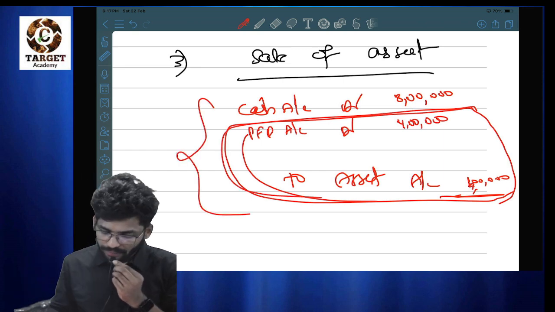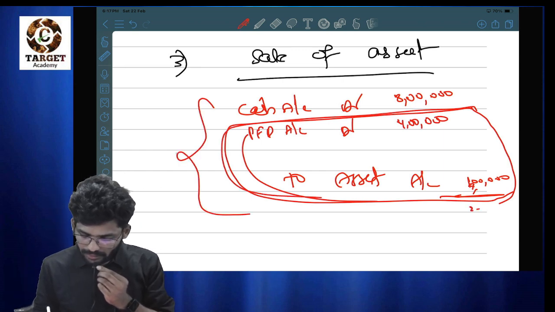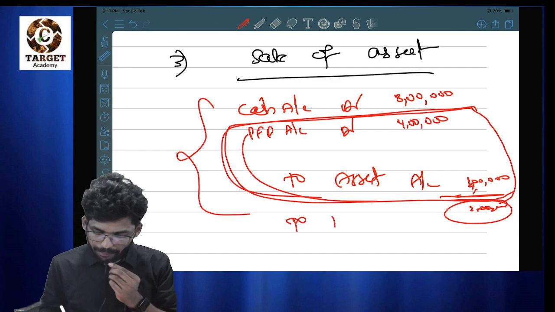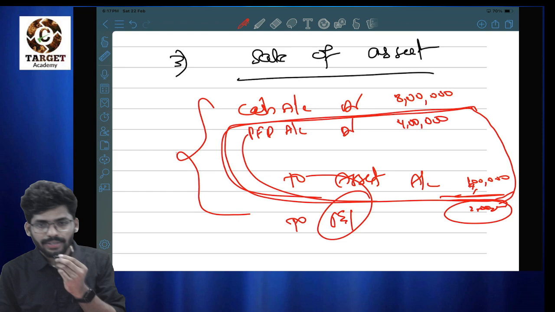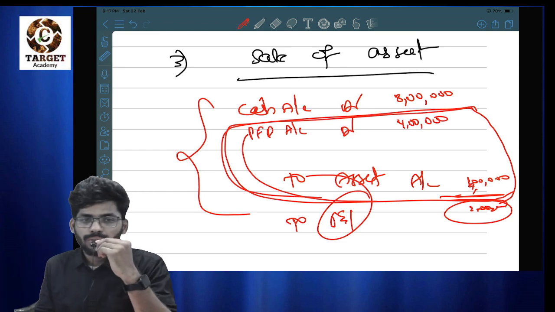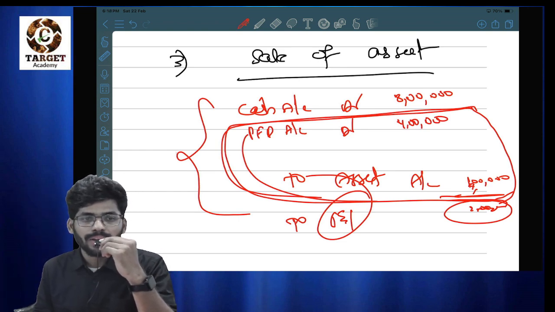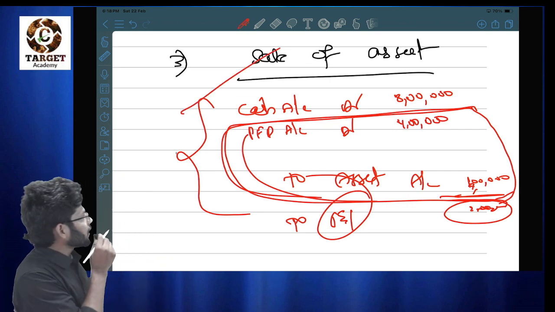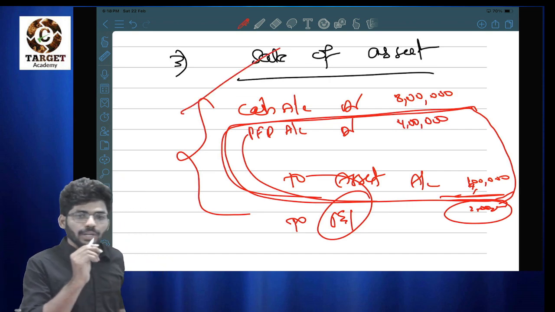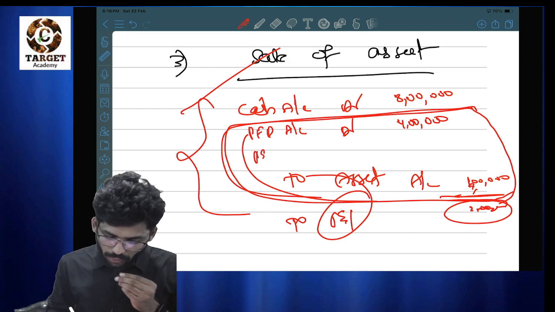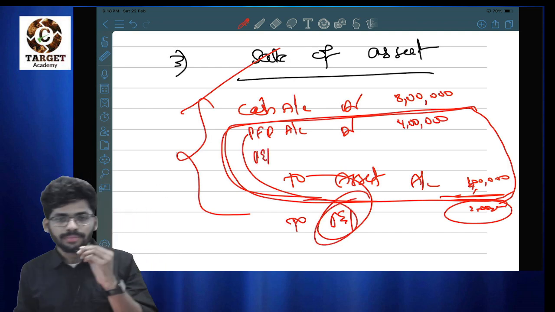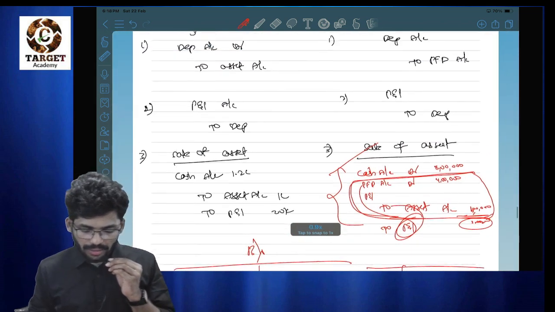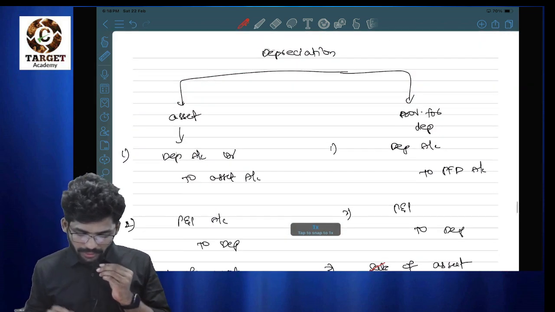So then what is the difference? 2 lakhs. This is called profit on sale of asset. Yes. So then what is the entry in case of a sale of asset when a provision for depreciation account is maintained? Cash account debit, provision for depreciation account debit, to asset. The difference should be transferred to P&L. Please note down, because this is also basic level only, still you need to write.